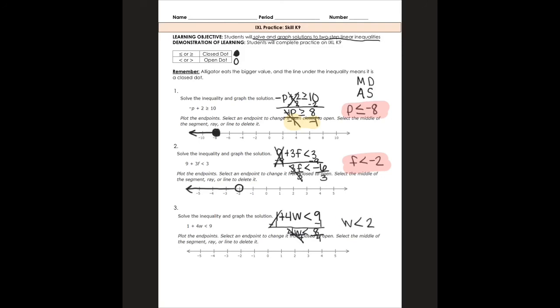So w is less than 2 is my inequality, and I can represent this inequality as a number line graph by putting a dot at 2, positive 2, and w is less than 2. So this one is also pointed to the left. And that is how you solve and graph solutions to two-step linear inequalities.